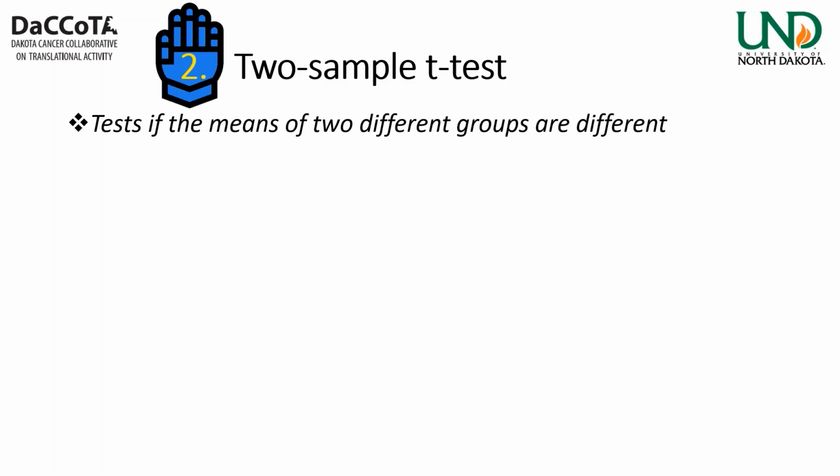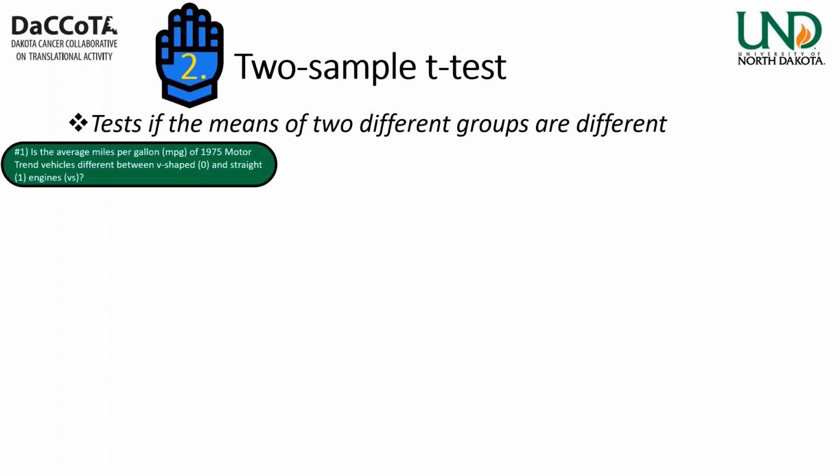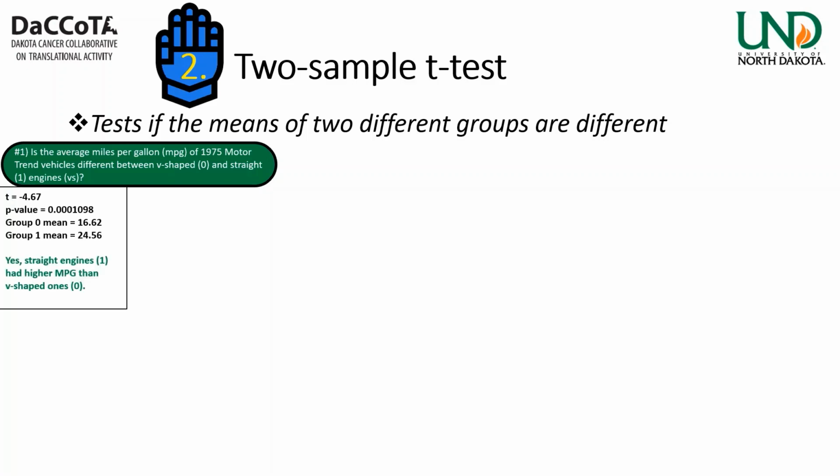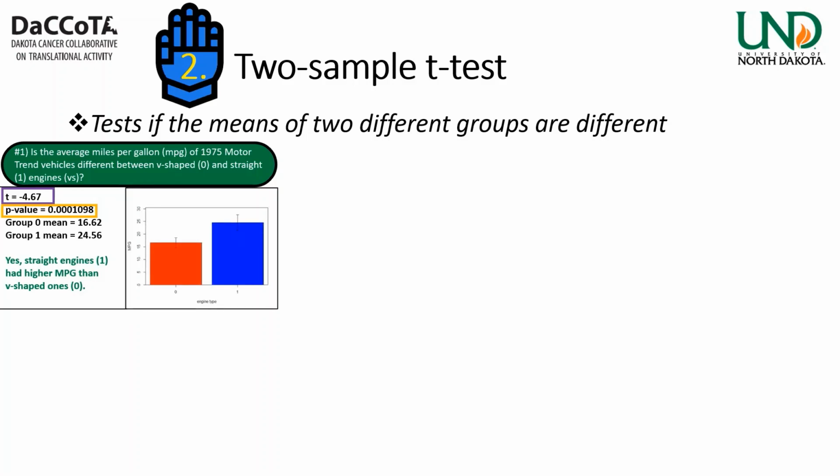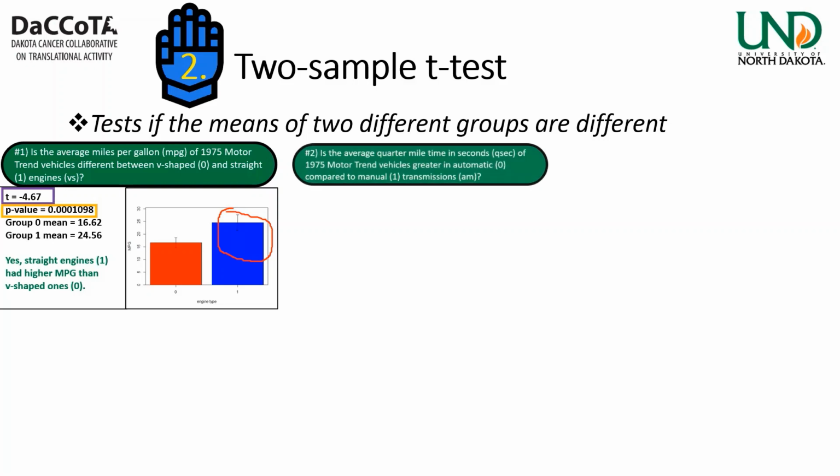It tests if the means of two different groups are different. So instead of having the mean of something compared to a static value that we are interested in, we have two different groups and see if their mean is different. So let's go back to our good old-fashioned motor trend vehicles, and we ask if the MPG is different between types of engines, V-shaped versus straight engines. T-value is significant with our p-value, and we can see our means are quite a bit different. Straight engines have higher MPG than V-shaped ones, and we can actually do a nice graph here. We see that these straight engines have higher MPG.